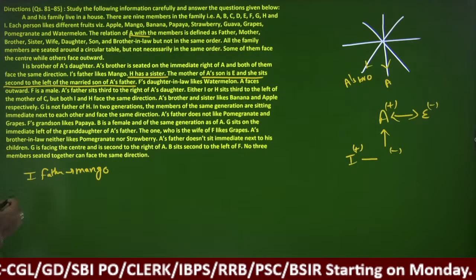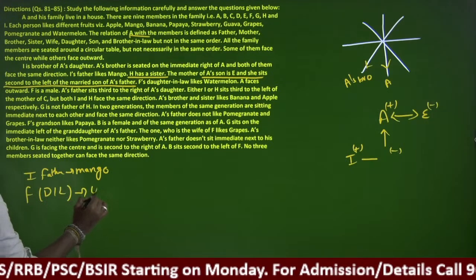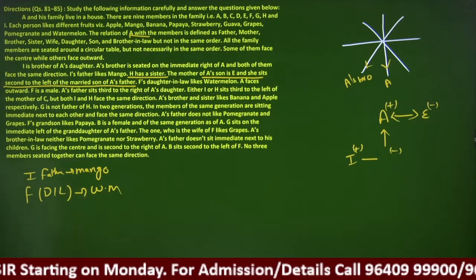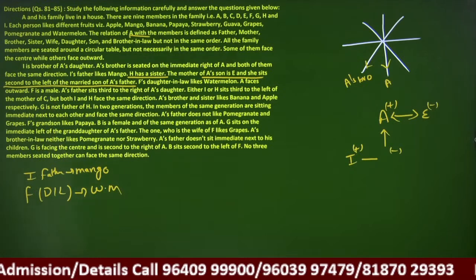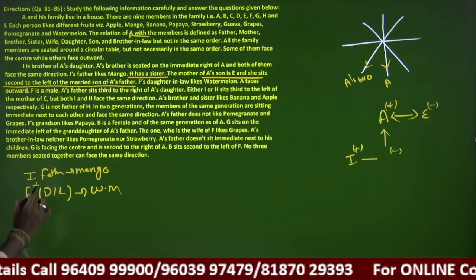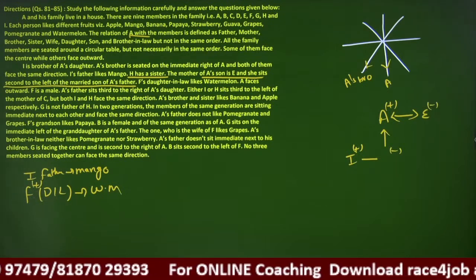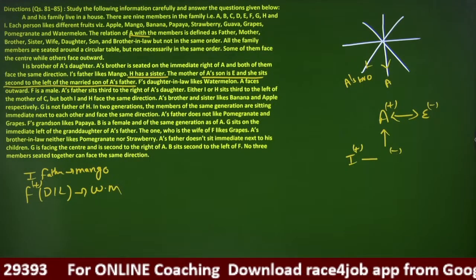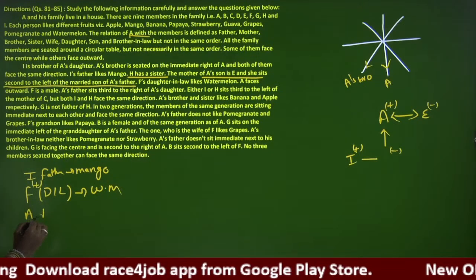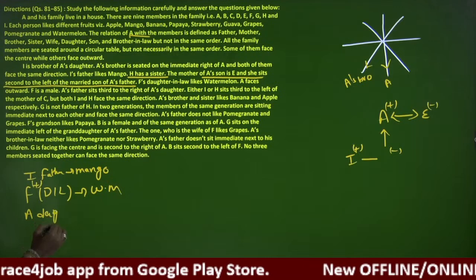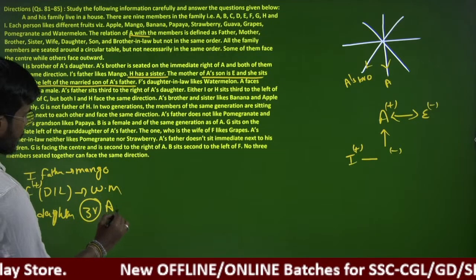Okay. F's daughter-in-law likes watermelon. A faces outward, we fixed that. F is a male person. Okay. A's father sits third to the right of A's daughter. So A's father is at the third right of A's daughter.